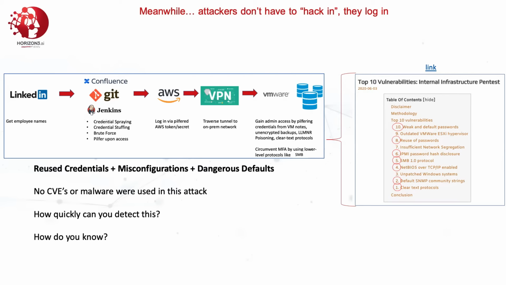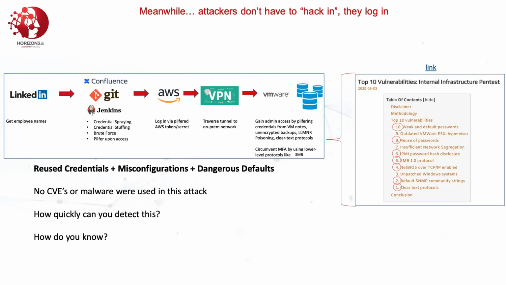Or if you have misconfigurations and you allow LLMNR poisoning, or you have clear text protocols. The point is there are a number of ways that an attacker is going to be able to maneuver, elevate their privileges, and own your environment. And in this attack path, not a single CVE or piece of malware was required.